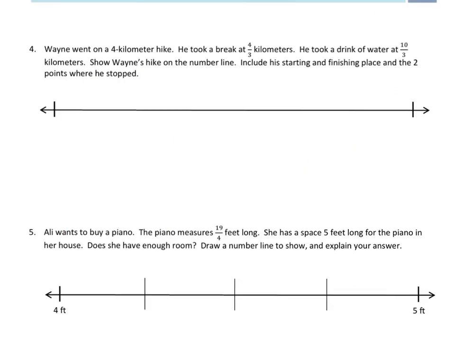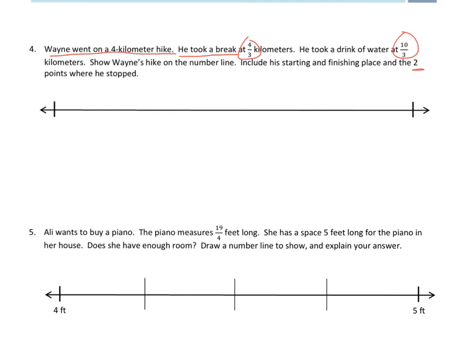So for this one, Wayne went on a 4-kilometer hike. He took a break at 4/3 kilometers. He took a drink of water at 10/3 kilometers. Show Wayne's hike on the number line. Include his starting and finishing point and the 2 points where he stopped.